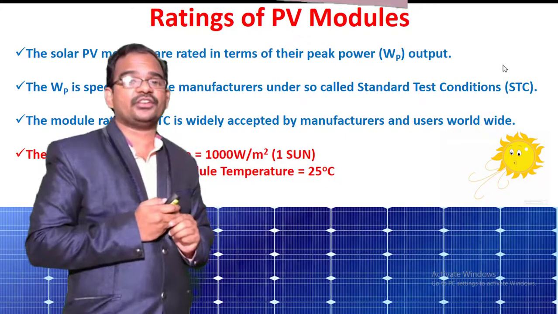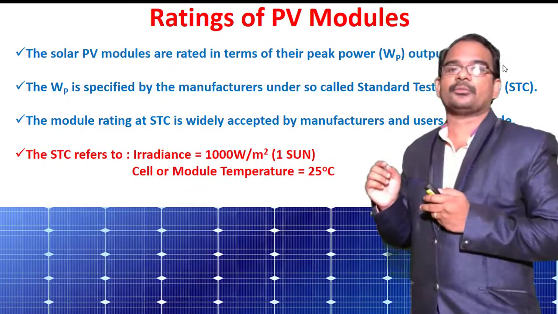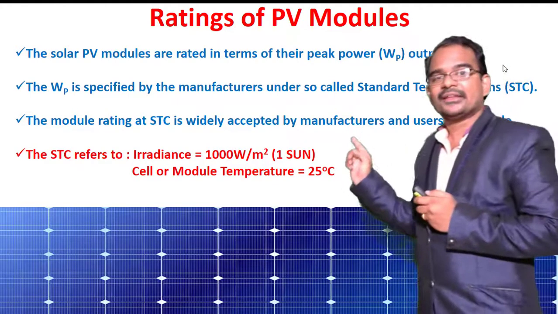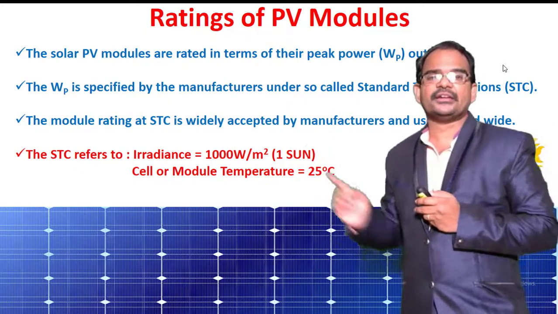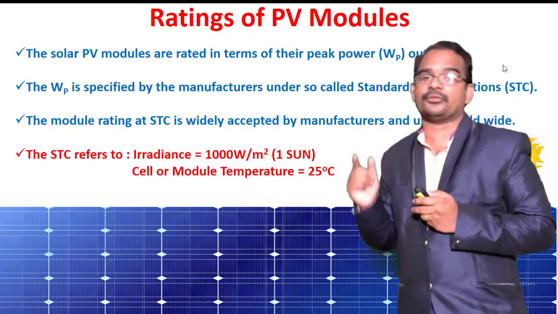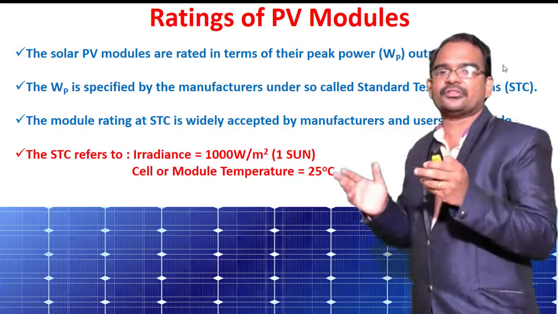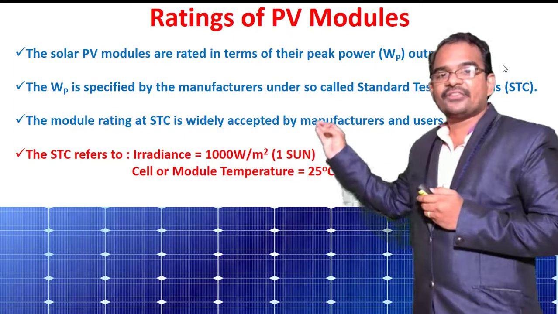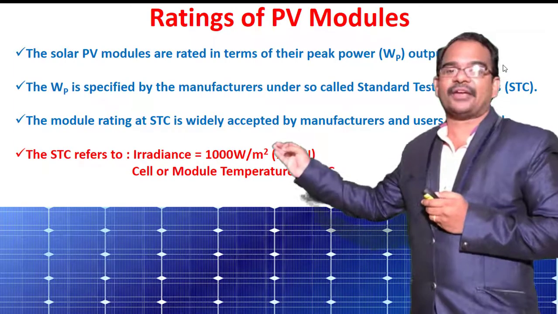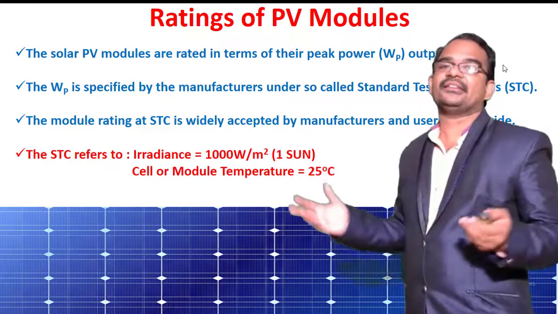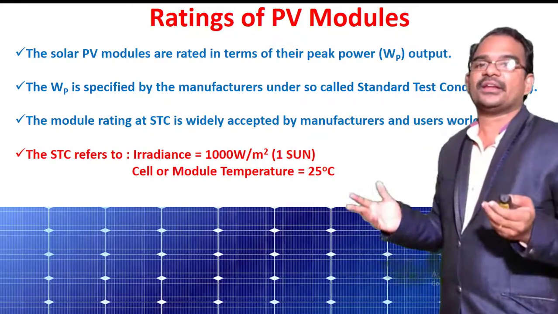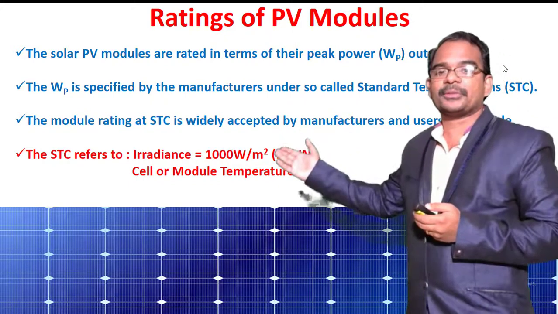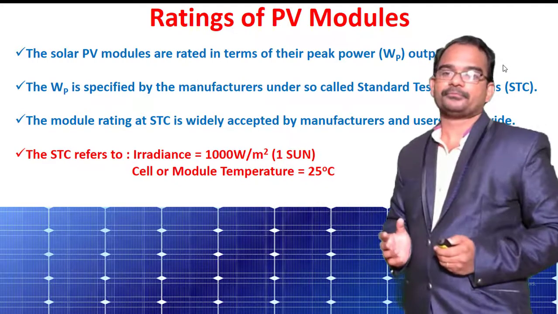What are the standard test conditions? The standard test conditions of a solar module testing are irradiance of 1000 watt per meter square, cell or module temperature of 25 degrees centigrade, and one more thing, the air mass, which should be 1.5. Now we don't consider the air mass here, we will consider the cell temperature and irradiance. And the module rating at STC is widely accepted by manufacturers and users worldwide. That is the reason why manufacturers specify the nameplate details of solar modules at STC of 1000 watt per meter square and 25 degrees centigrade.